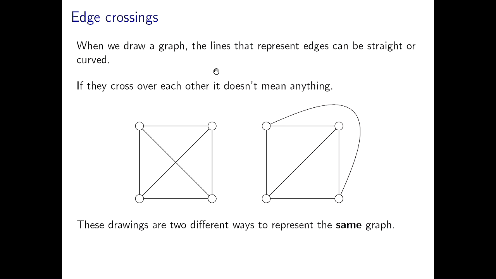We are allowed, when we draw a graph, to draw edges as straight lines or curvy lines, and also we don't care if they cross over each other. So this and this are two ways of drawing exactly the same graph. It would have the same vertex set and the same edge set, right? And in particular, just because these cross doesn't mean there's a vertex here, right? Just means they happen to cross, right?